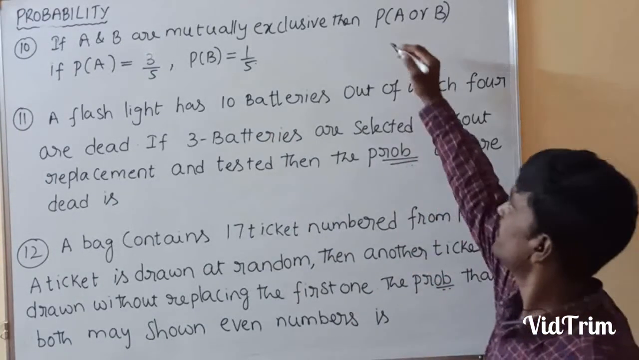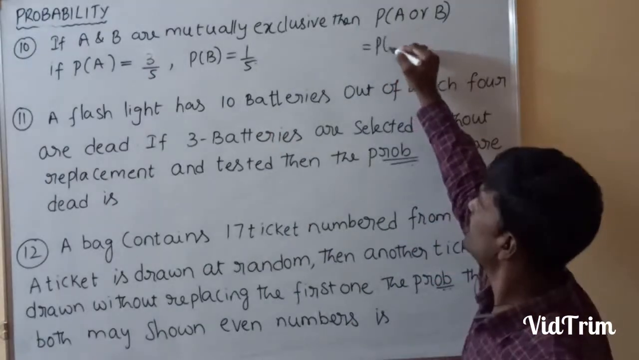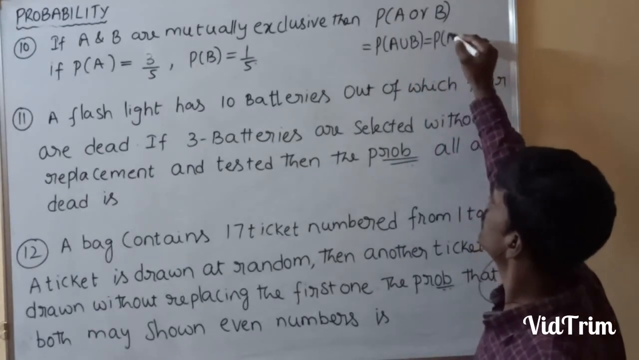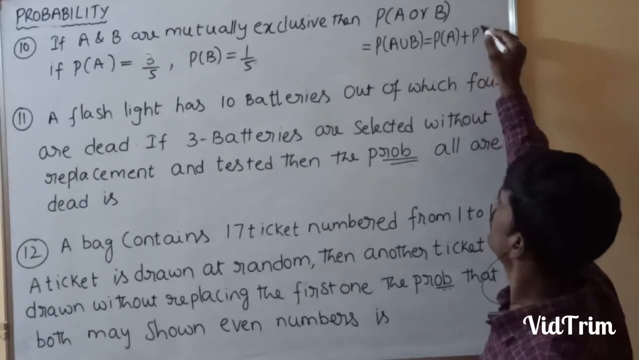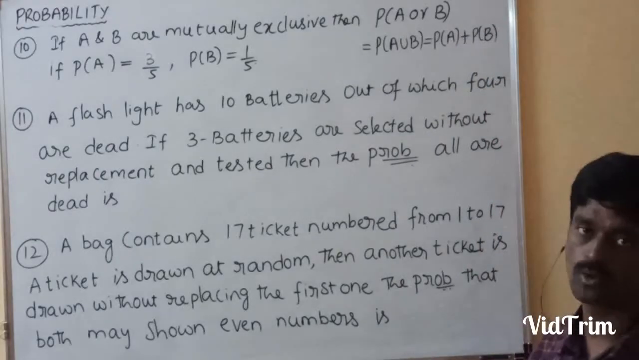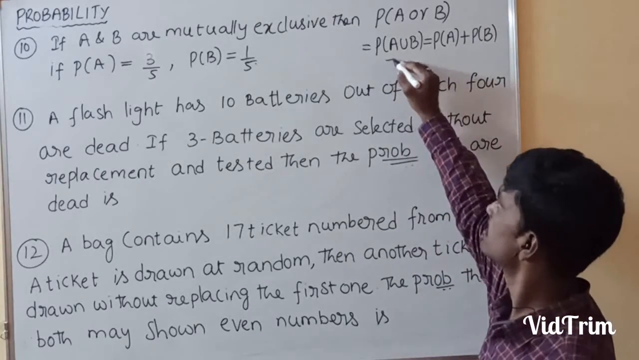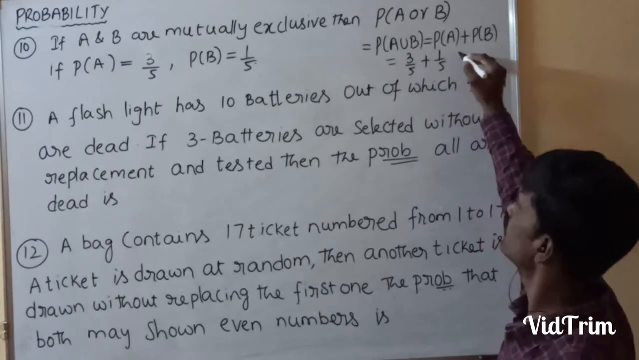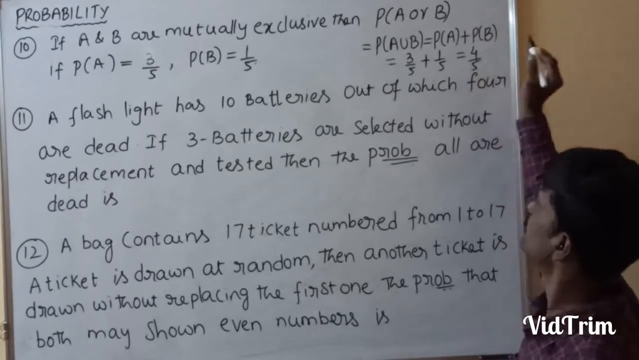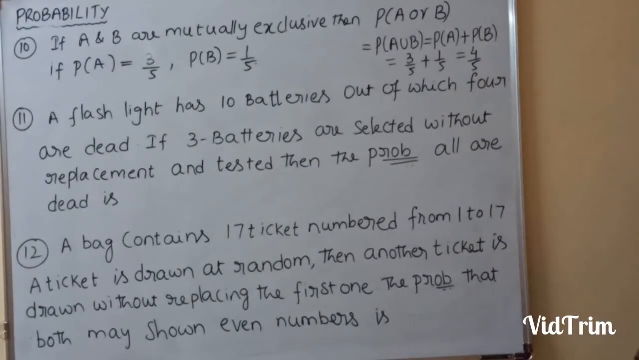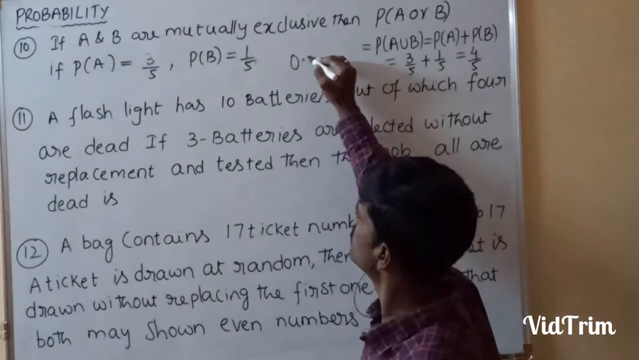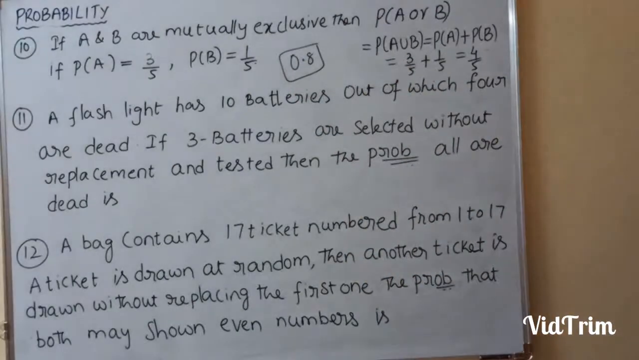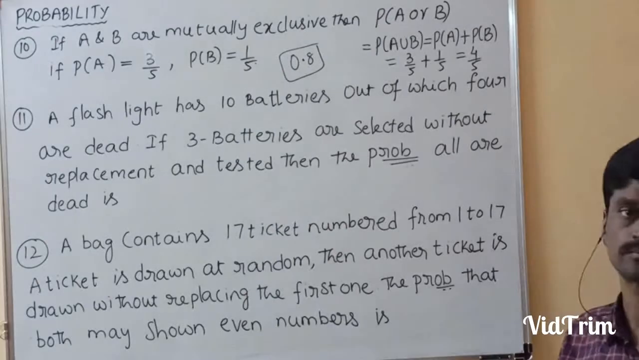Probability of A or B is nothing but probability of A union B. As A and B are mutually exclusive, the probability of A union B is equal to what? Probability of A plus probability of B. So that is equal to probability of A, how much? 3 by 5. Probability of B, how much? 1 by 5. So the answer is 4 by 5. 4 by 5 is equal to what? 0.8. So the probability of A or B is 0.8, over.